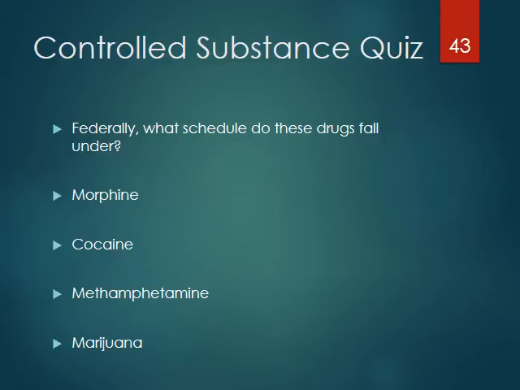How about methamphetamine? Methamphetamine is also going to be a C2. As I mentioned in the last slide, a lot of the medications that are used for ADHD are amphetamine in nature, or amphetamine derived, and so this does have some accepted medical use as a stimulant agent. And then finally, marijuana.